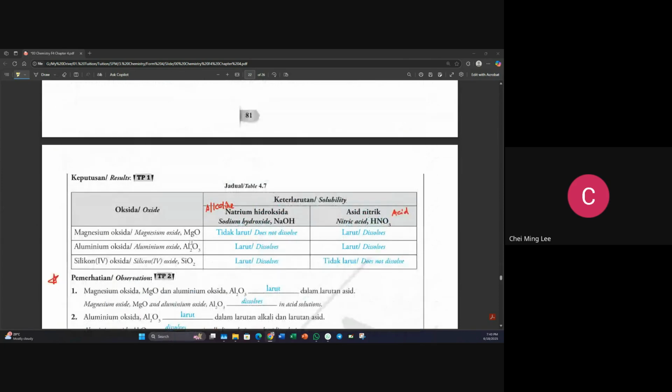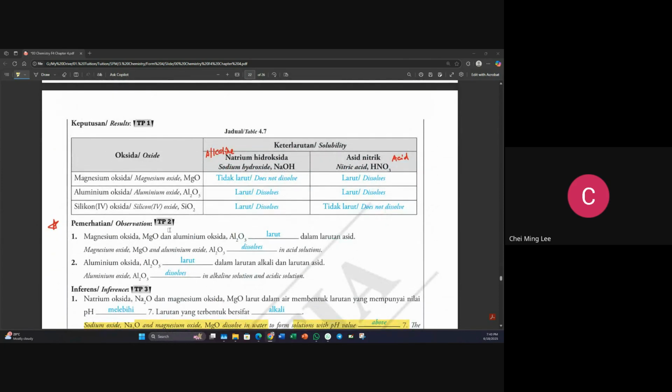Okay, I think you jot down. No need jot down this one. You should jot down this one. So the magnesium oxide and aluminum oxide will dissolve in acid solution, while aluminum oxide dissolves in alkaline solution and acidic solution. Okay, so jot down this one, the table, and this one.